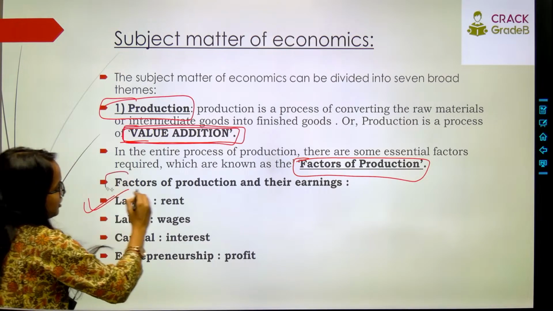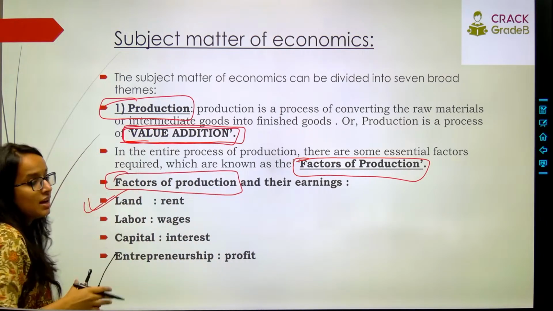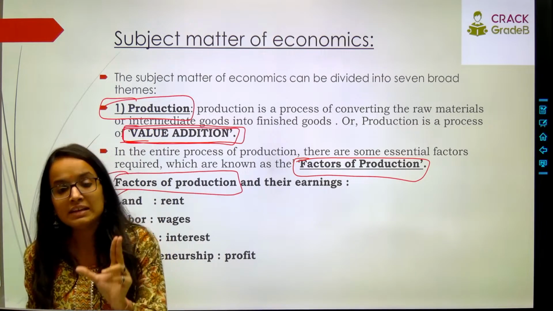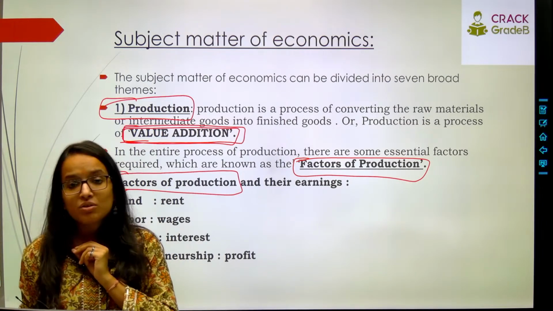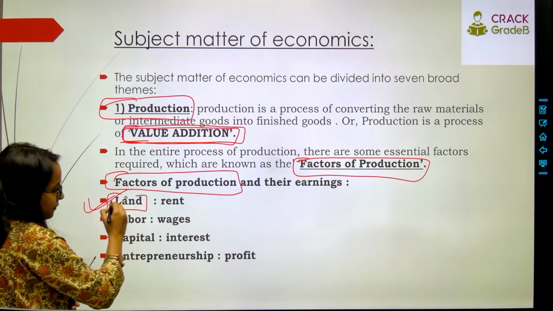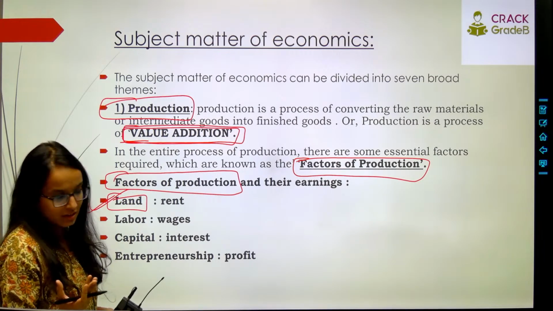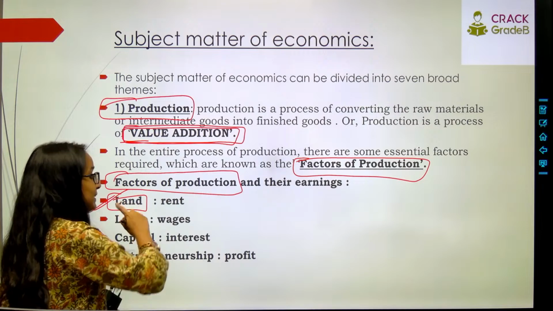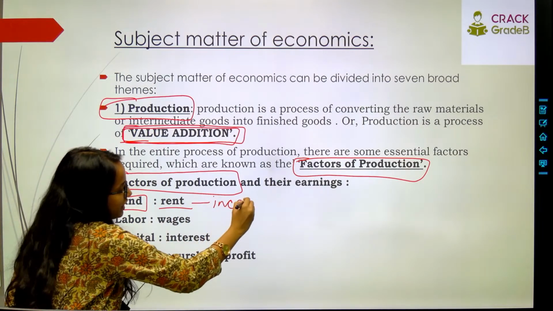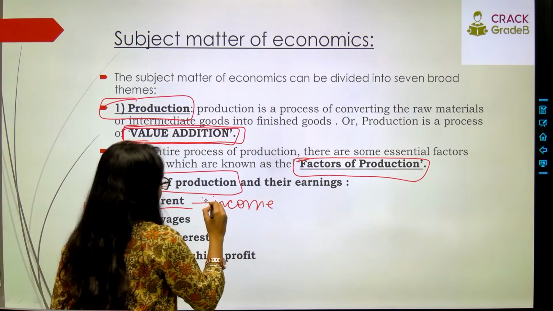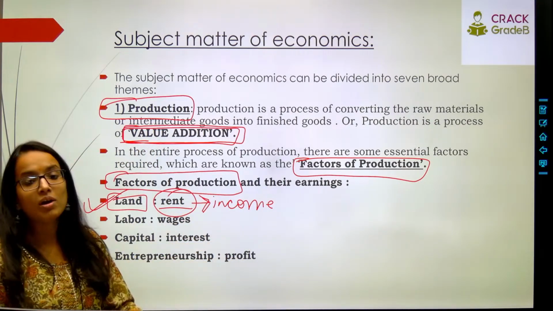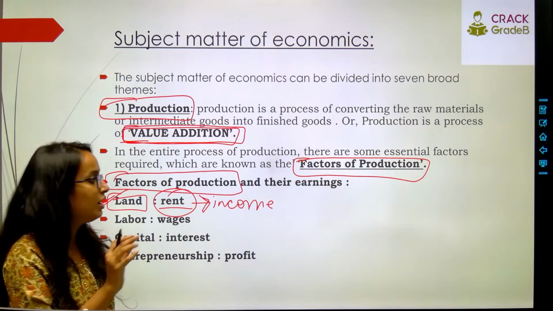These are known as factors of production. Factors of production means there are some essential things which are required for production of any goods or services, right? So, the first thing which we require obviously is land. Land is very primary, right? Now, what land earns is rent. So, the income of land, or the earning of land, is rent. Always remember this, and this is called factor income.